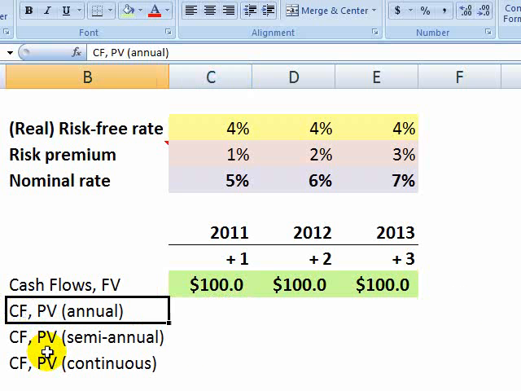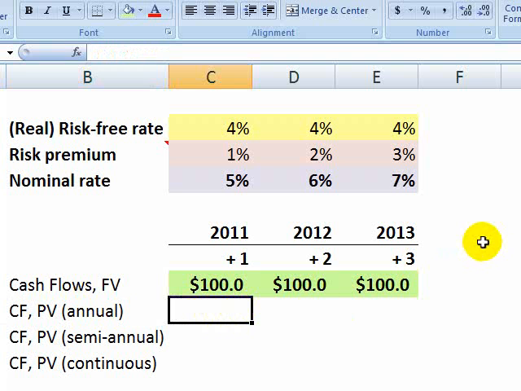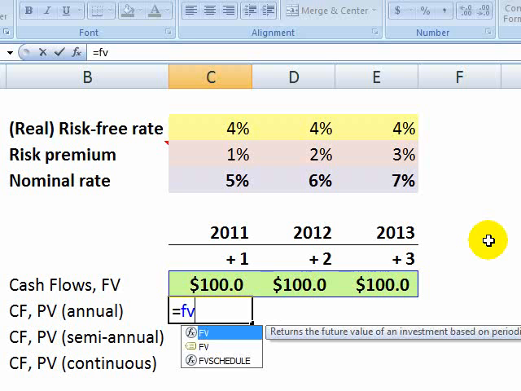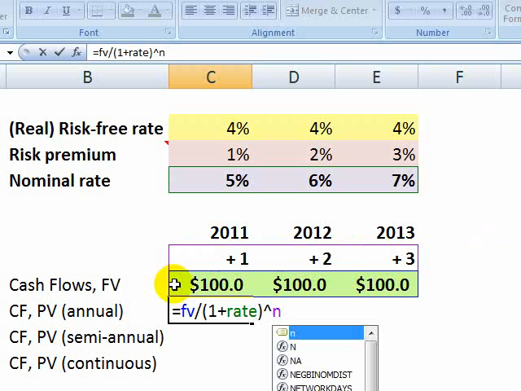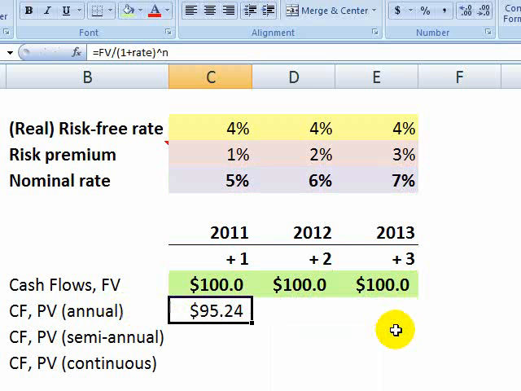So probably the most intuitive here is just a discrete annual compound frequency. What would that look like? Well, I take my future value. I've named these cells in advance just to make the formula more readable. And I take 1 plus the rate, and I'm going to raise it to n, the number of years. So that's how I would discount that first $100 at 5% for 1 year. And this formula reflects an assumption of annual compound frequency or annual discrete frequency. So the 100 is discounted on an annual basis to 95.24.